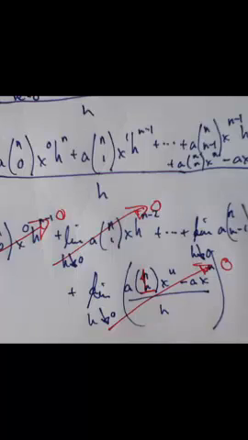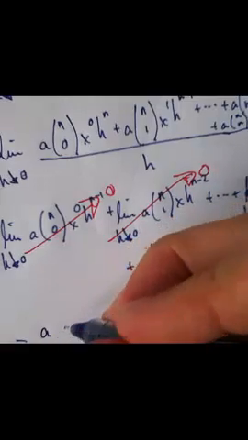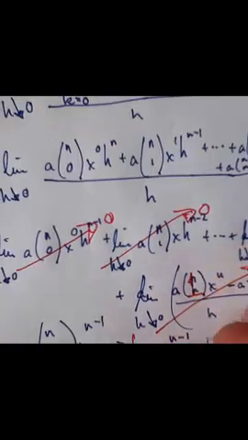Oh, there's no h in here. So what happens to this stuff as h goes to 0? We don't care. It's just a times n choose n minus 1 times x to the n minus 1, but n choose n minus 1 is just n, so this is a n x to the n minus 1, and there it is. We're done. Ta-da! That's exactly what we said it would be.